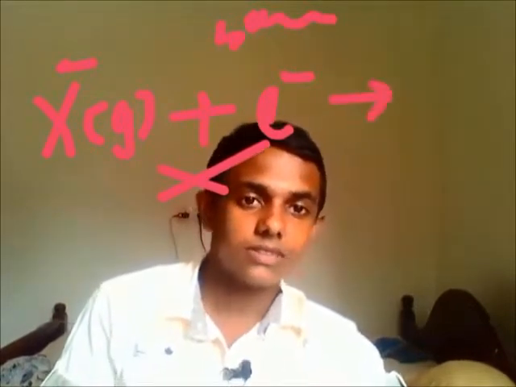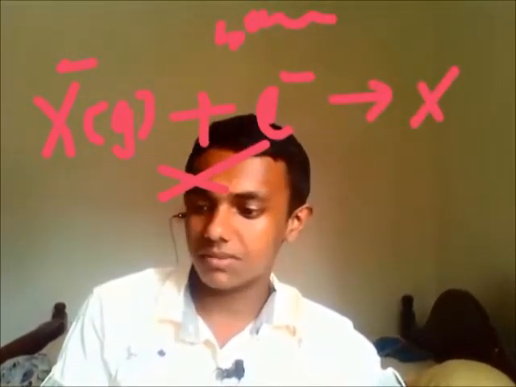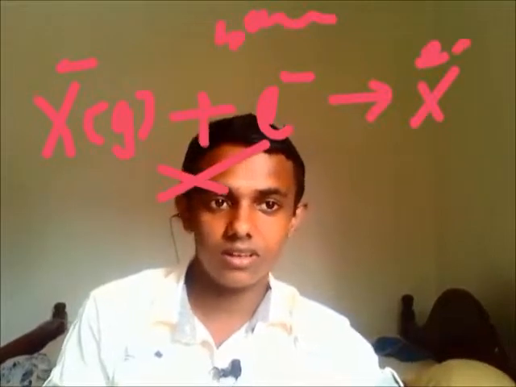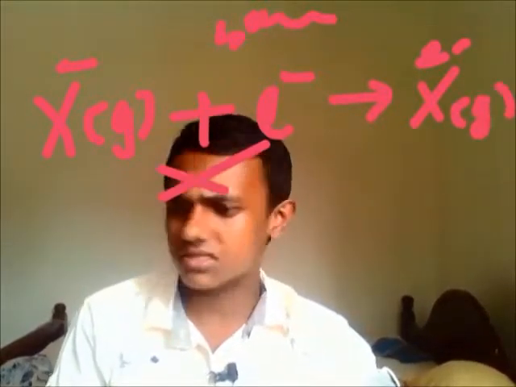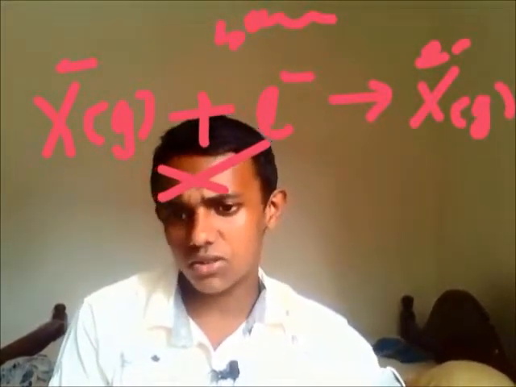So it forms an X2 minus ion, and it's also in the gas state. So this is about second electron affinity. Hope you understood what first and second electron affinity are, and how the enthalpy change varies, whether it's exothermic or endothermic.